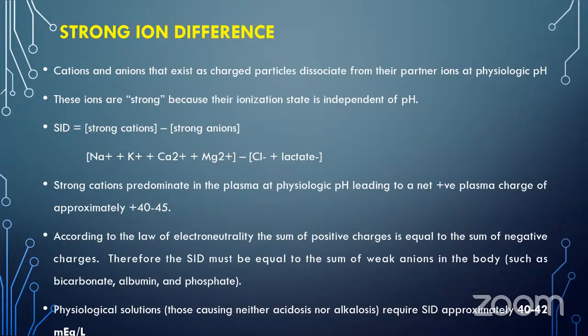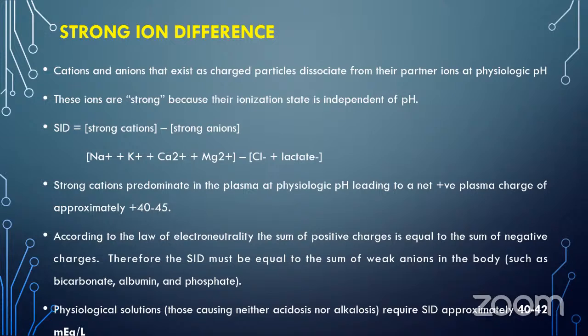So strong ion difference is basically the difference between the strong ions, strong cations, and strong anions. The strong cations being the sodium, potassium, calcium, and magnesium, and the strong anions being the chloride and lactate. The weaker anions being the sulfate, phosphate, albumin, protein, etc. So the strong cations predominate in the plasma at the physiological pH, leading to a net positive plasma charge of approximately 40 to 45. So if you calculate the strong ion difference, obviously the sodium, potassium, calcium, magnesium, it's close to 160. And the chloride and lactate, there is a difference between plus 40 to 45.